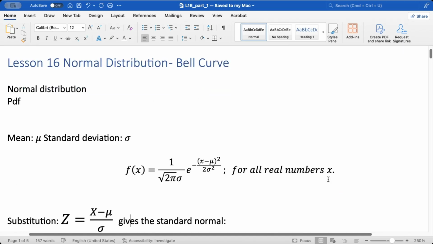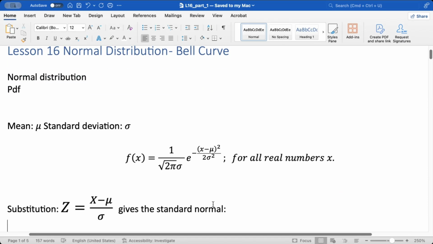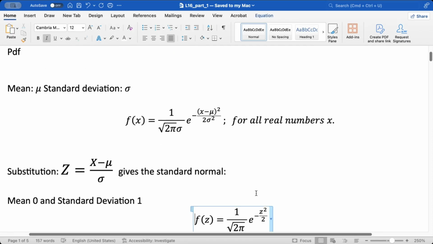If we make a substitution, z is equal to x minus mu over sigma, this will alter the situation so that the mean becomes 0 and the standard deviation 1. And we're going to prove some of these properties here and then extend back to the general case.